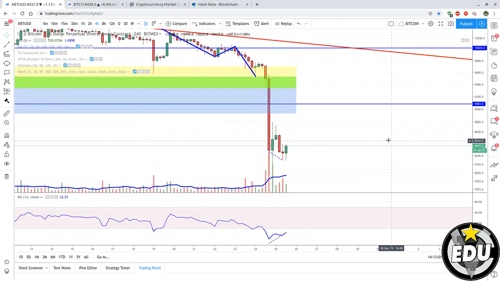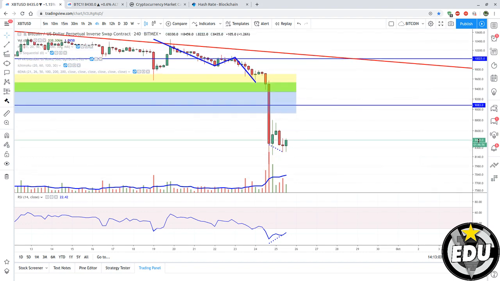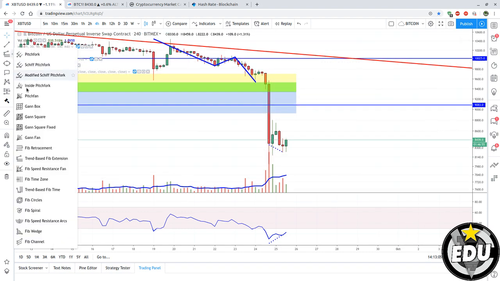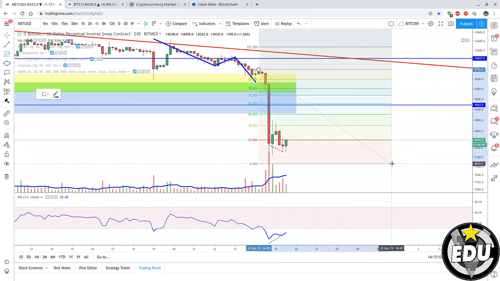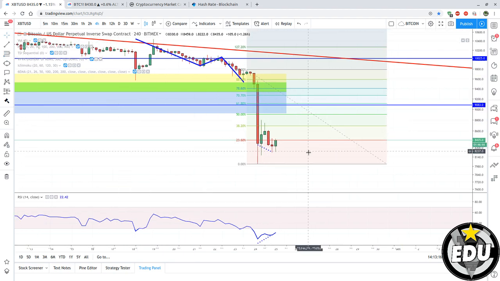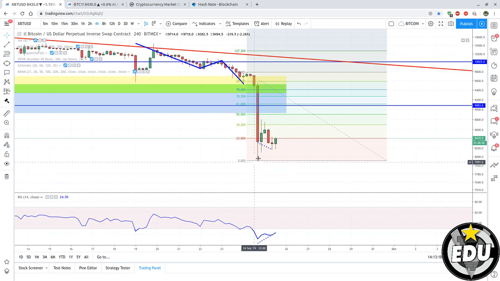Where can I trace my Fibonacci? I will trace it from here. Okay, buyers were able to push price up about 38%, so sellers are still strong here. Okay, you know what I mean? Sellers are still strong.